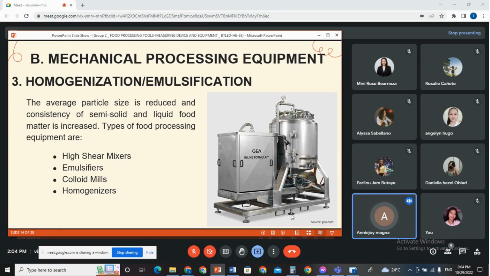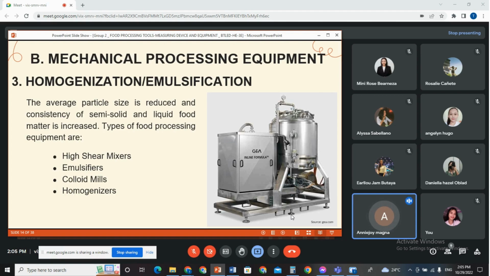Homogenization and emulsification: the average particle size is reduced and the consistency of semi-solid and liquid food matter is increased. The purpose of homogenization of milk is to break down the fat molecules so that the milk remains stable and resists separation. Without homogenization, the fat molecules will rise to the top and form a layer of cream, leaving liquid or skim milk at the bottom. Homogenization is used throughout the food industry.